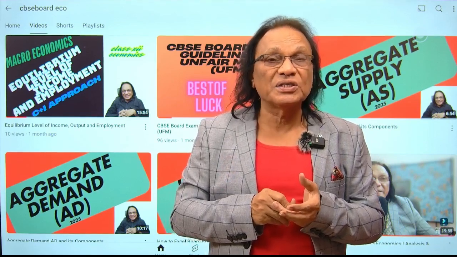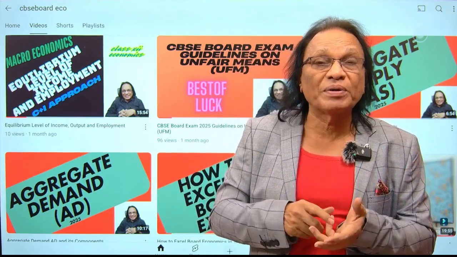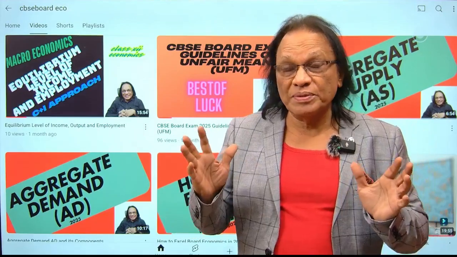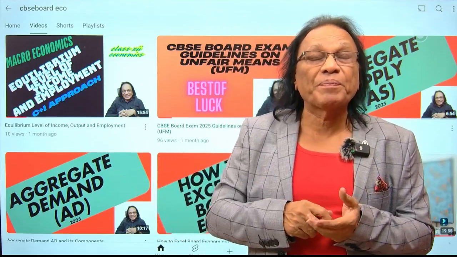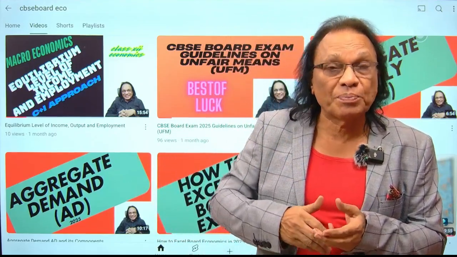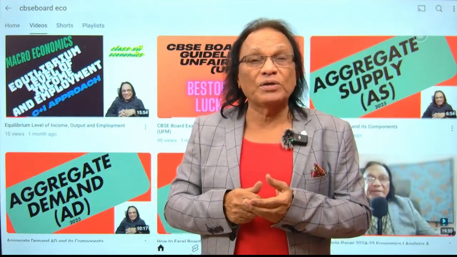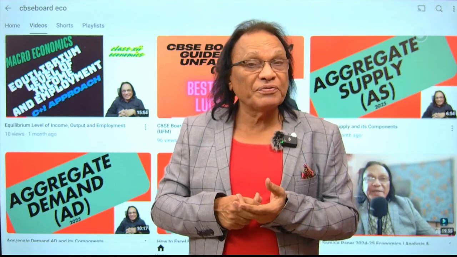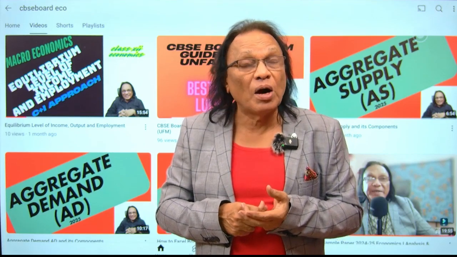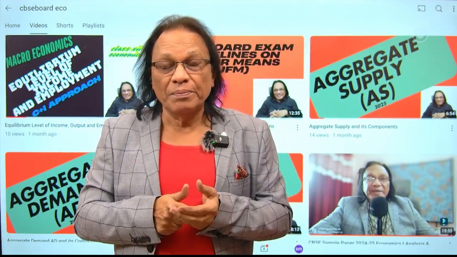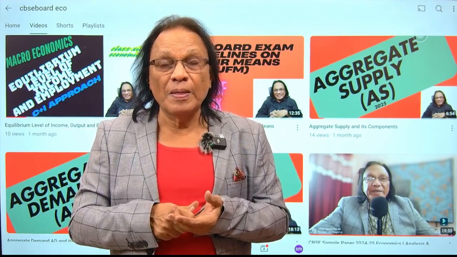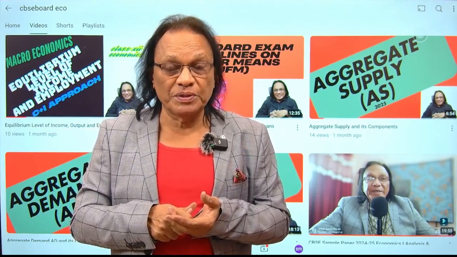Microeconomics is the study of individual economic variables. For example, demand of a consumer is microeconomics, supply of a firm is microeconomics, supply of an industry is also microeconomics, consumption of an individual is microeconomics, income of an individual is microeconomics, investment of a family or individual is microeconomics. So microeconomics basically deals with the individual economic variables.